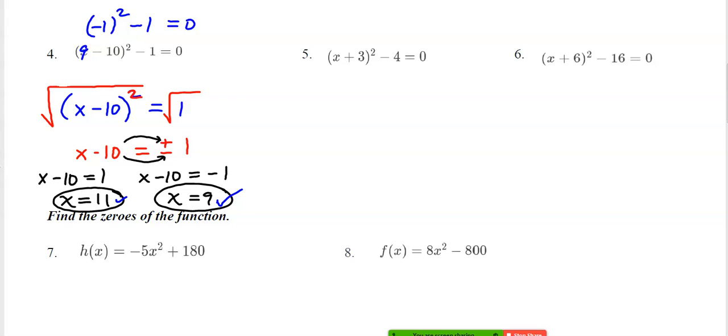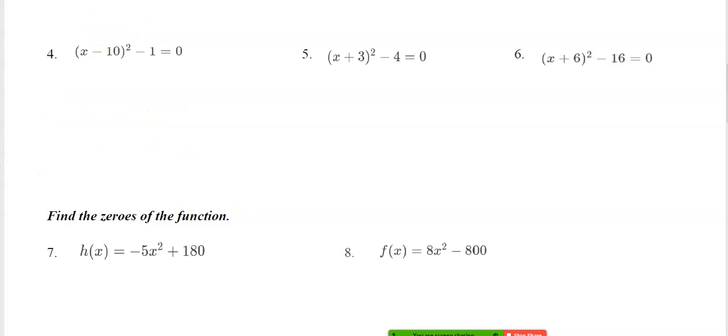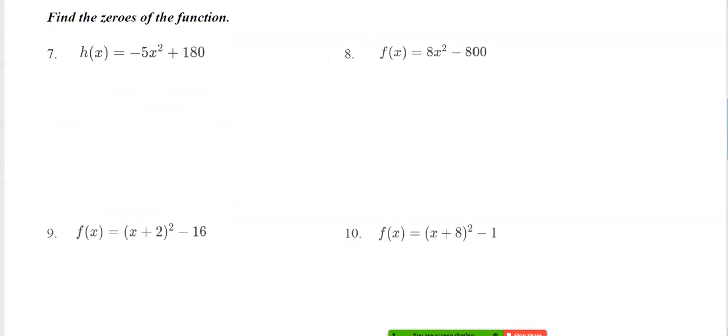Jump down to the next section. 7, 8, 9, and 10. So 7 and 8, it says find the zeros of the function. Same exact thing as what we were doing up above, except the wording said find the solution. Sometimes on the SAT, they say find the zeros. Zeros are the same thing as solutions. And function just means they're going to use this weird notation to let you know it's a function. So to find the zero, you set it equal to 0.